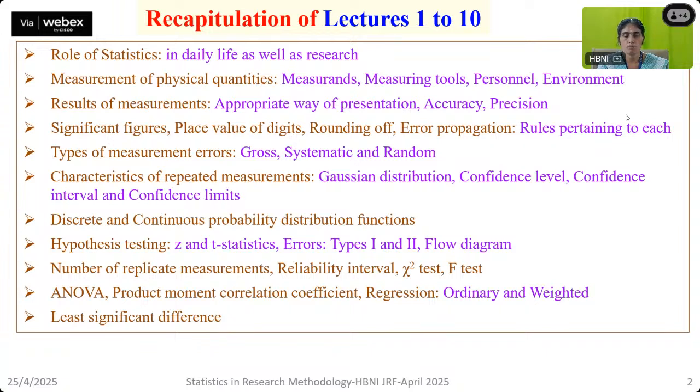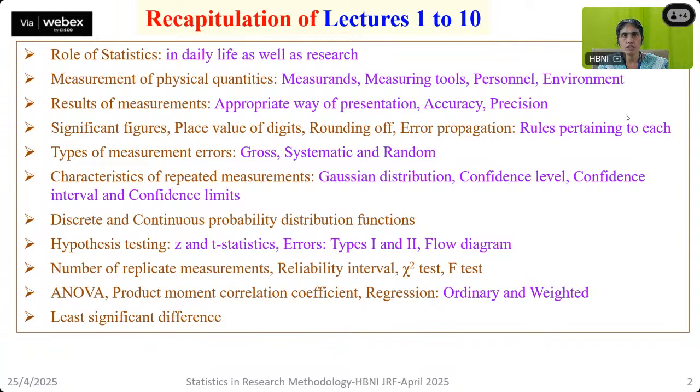All these distribution functions which we had discussed are more or less symmetric distributions. Today we will see some asymmetry in the distribution. Then the hypothesis testing, we had learned Z and t statistics initially. The errors during hypothesis testing, namely type 1 and type 2 errors, also known as alpha and beta errors.